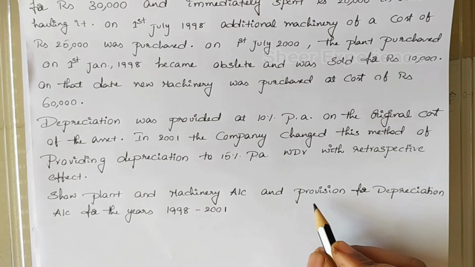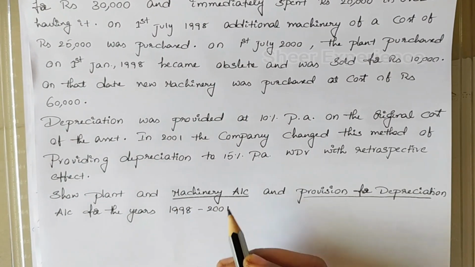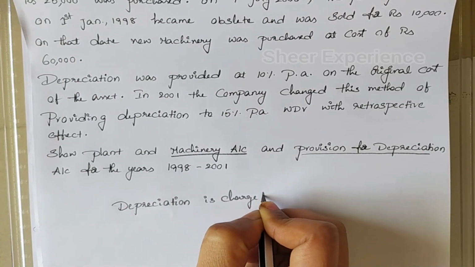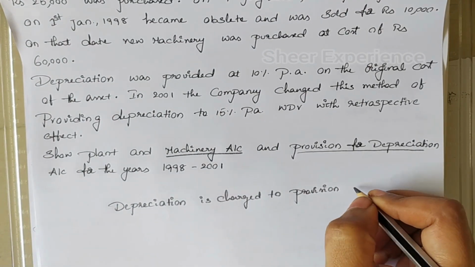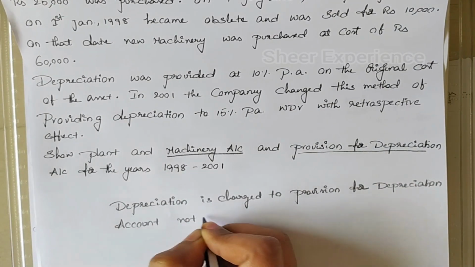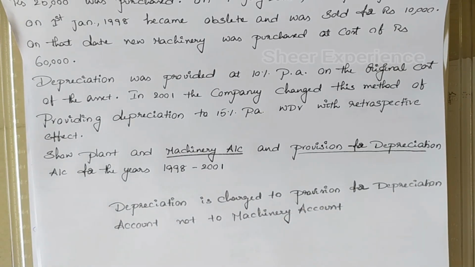In the problem, we are asked to prepare plant and machinery account and provision for depreciation account. When provision for depreciation account is maintained, then depreciation is charged to provision for depreciation account, not to plant and machinery account. This point we should always keep in mind. First, we will do the workings and then prepare plant and machinery account and provision for depreciation account.